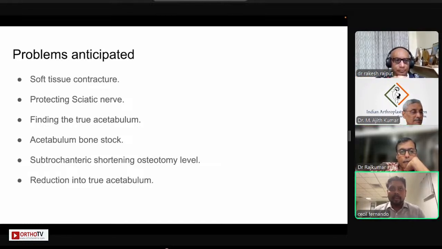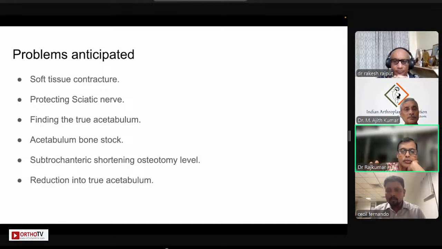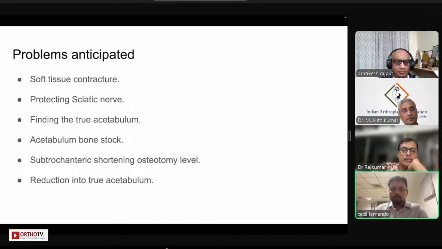So here we plan for soft tissue release, and that is the key thing here, because you said this is a post-traumatic long-standing problem. Yes, whereas in a DDH you won't require much soft tissue release at all. The moment you do the subtrochanteric osteotomy in a Crowe type 4 DDH, everything will fall in place. But in this case, even in spite of subtrochanteric osteotomy, I don't think it will come down that easily. So you need to do a lot of release. Yes, sir. So that's what we had planned.